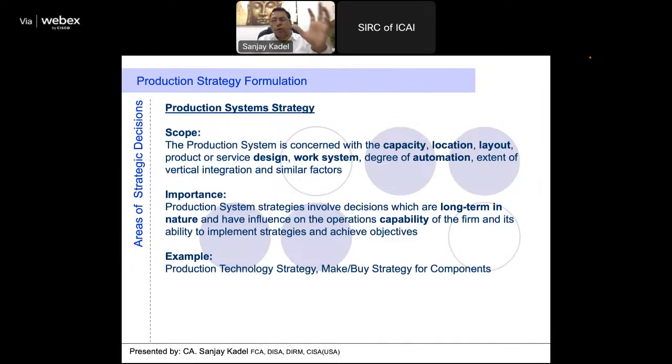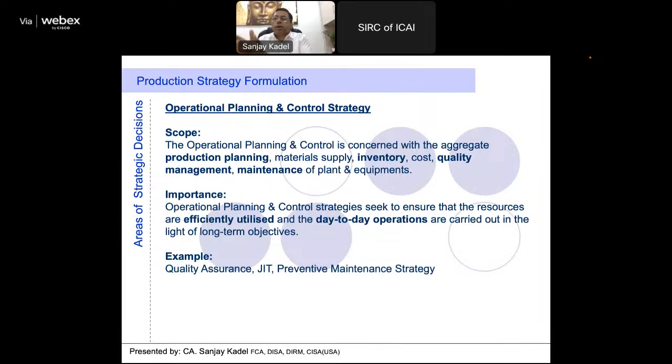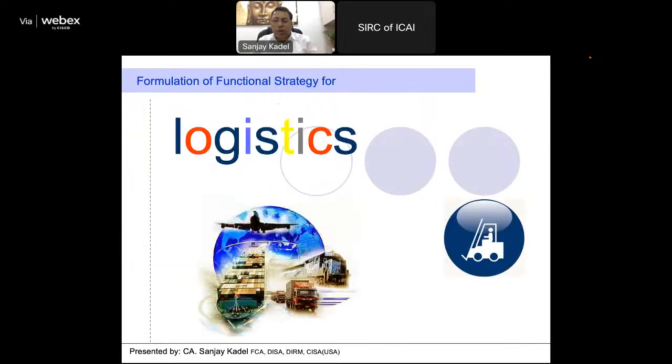So on one side you have production system strategy decisions in production. On the other side, you have operational planning and control strategies. When you say operational planning and control, please remember, whenever I use the word operational, it means day to day. So operational planning means day to day planning. On a day to day basis, for production related activities, what decisions, what strategies will you be taking? Something related to inventory, quality control, production planning, maintenance of your machineries. These are all day to day activities, so we call them operational planning and control strategies. So production relates to these areas.